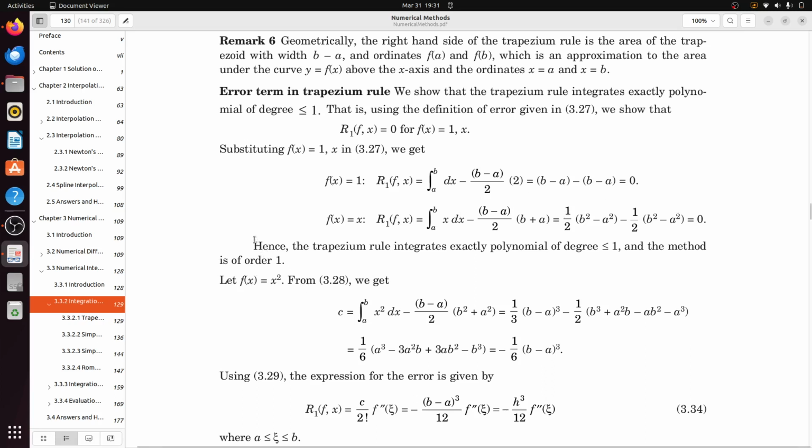Now if you compute the trapezoidal rule for a quadratic polynomial f(x) equal to x square, then there will be error, right, Priyanka? So the integral from a to b of x square dx, the actual answer is (b cube minus a cube) by 3.